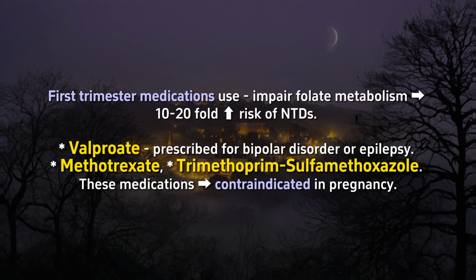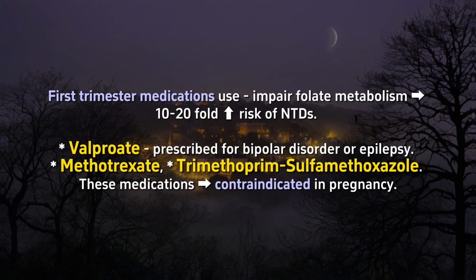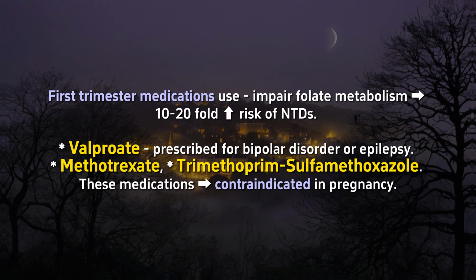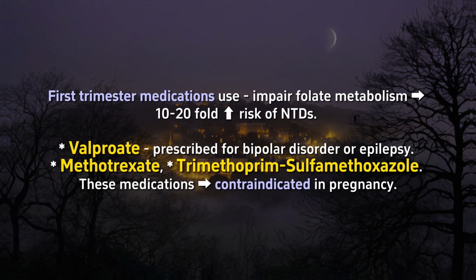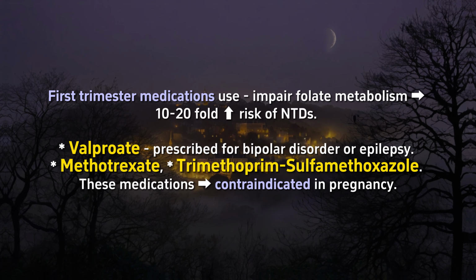In addition to insufficient dietary folate, first trimester use of medications that impair folate metabolism are associated with a 10 to 20-fold increased risk of neural tube defects. These medications include valproate, which is typically prescribed for bipolar disorder, likely in this patient, or epilepsy. Others include methotrexate and trimethoprim-sulfamethoxazole.